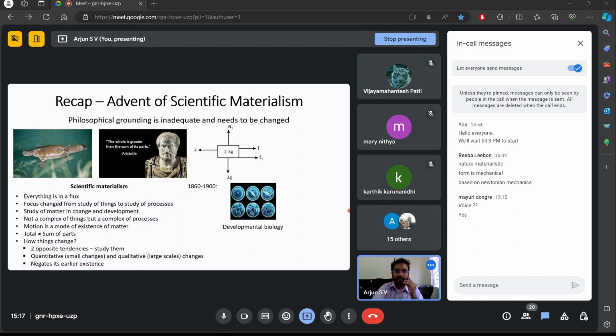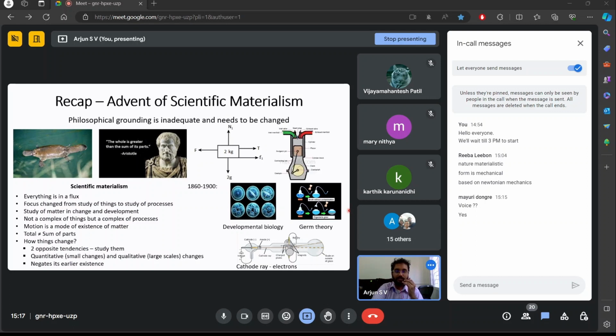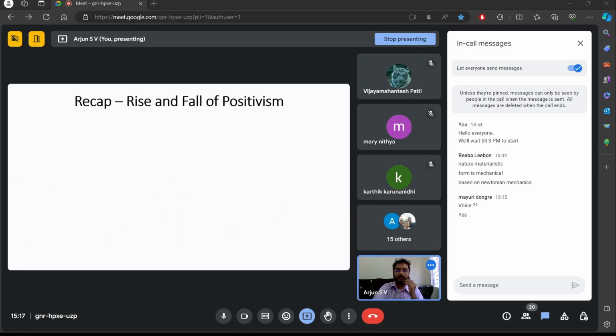The major inventions across the period of 1860 to 1900, when scientific materialism was introduced to the scientific community, were also discussed. They included developmental biology, germ theory by Louis Pasteur, and J.J. Thomson's cathode ray experiment, where he discovered electrons. One more invention was the IC engine, which falls in tandem with the industrial revolution. So the IC engine was a major discovery in this area as well.